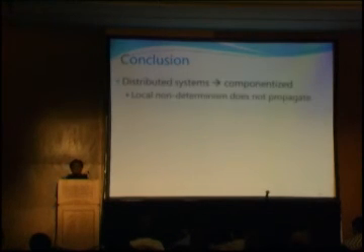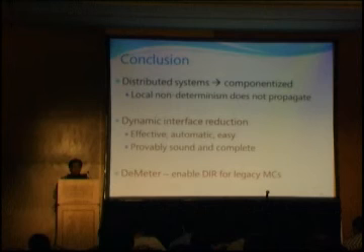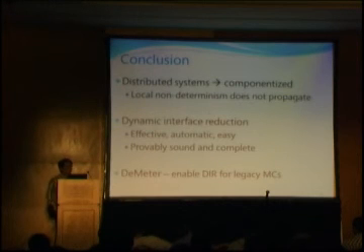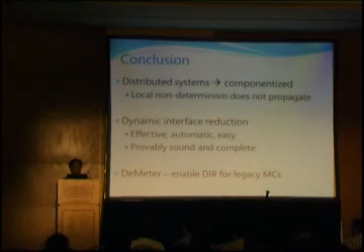Okay, to conclude, we have taken the observation that distributed systems are normally designed in a modular way, and a lot of local non-determinism actually does not propagate through the interface. With this observation, we proposed a dynamic interface reduction technique, which is very effective. It helps us to fully explore the state space of a product-level Paxos implementation in 18 hours, which could be 34 years of work without this technique.